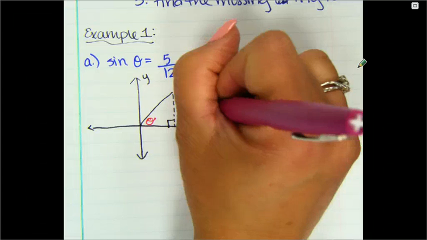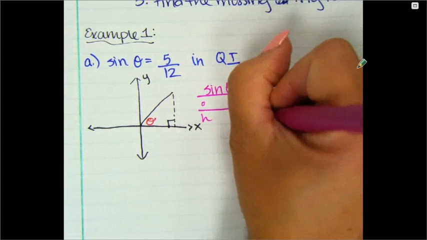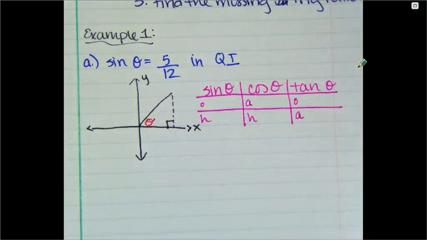Sine is opposite over hypotenuse. Cosine? Adjacent over hypotenuse. And tangent? Opposite over adjacent. Very good. Now, ladies and gentlemen, they have given me sine of theta. They told me it's 5 over 12. Correct? So where is 5 over 12 going?